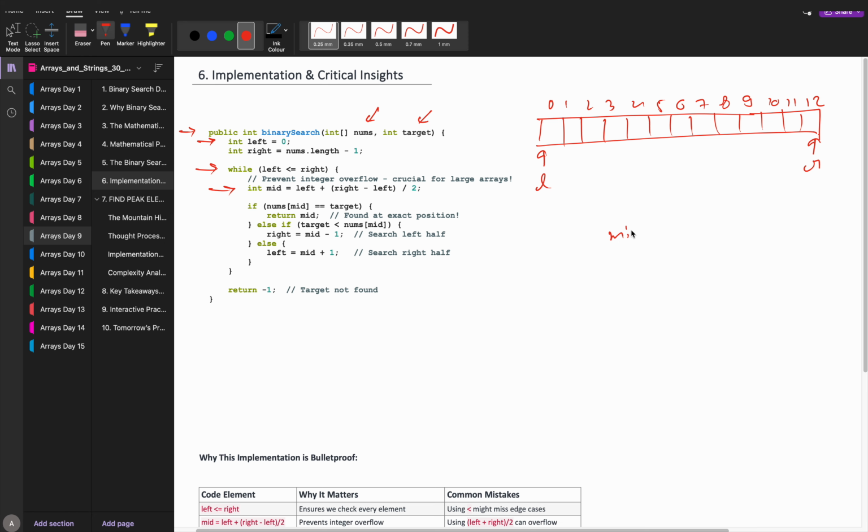Now you must be thinking, sir, the formula for mid was left plus right divided by 2. Why is it happening this way? You can see that this particular formula, the compiler will break it down like this. L is an integer, correct? L is an integer. R is also an integer. So this formula would be broken down like this. First, L plus R will be stored in temp. This was temp 1. Temp 2, this whole calculation will be broken into these steps: temp 1 divided by 2. Okay, that's how it is going to be stored.